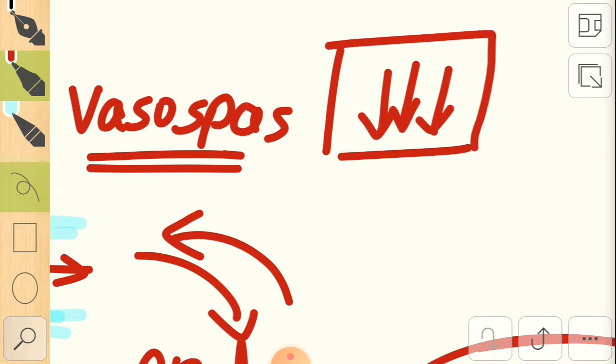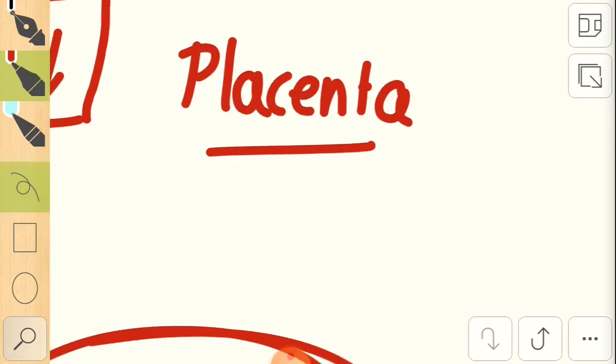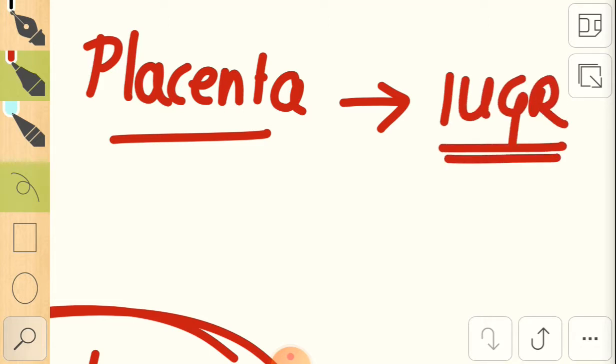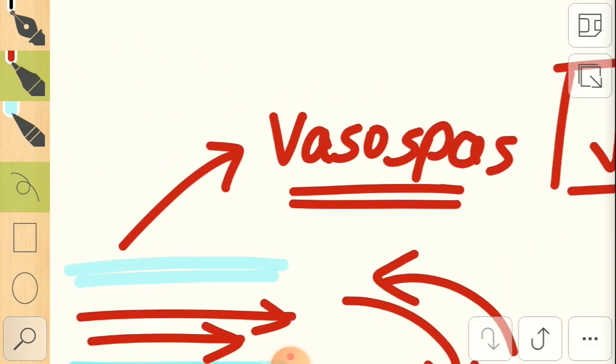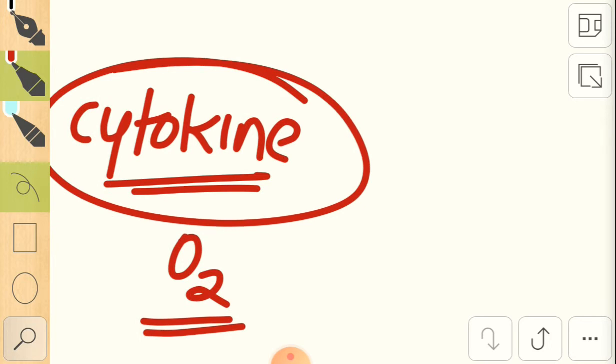This decrease in the blood flow is mainly occurring to the placenta. And because there is decreased blood flow to the placenta, the fetus will receive less oxygenated blood, and that means there will be intrauterine growth restriction because of the hampered blood flow. Now, the cytokine release doesn't occur only in one place. It triggers a cascade, and this can occur as a systemic response.